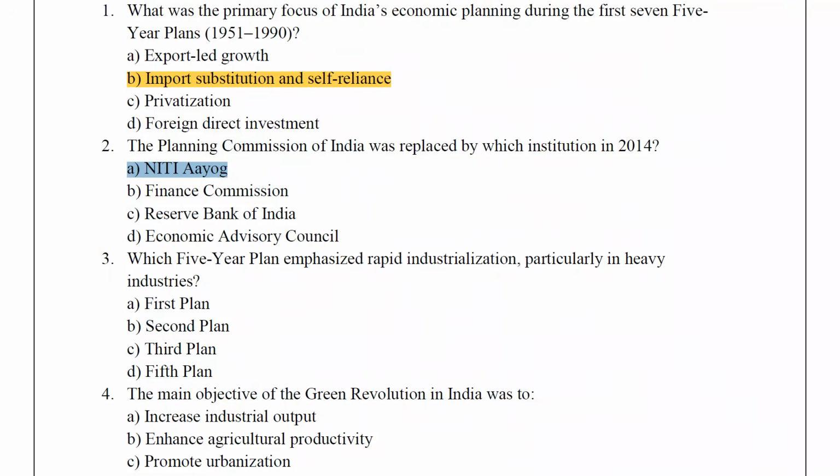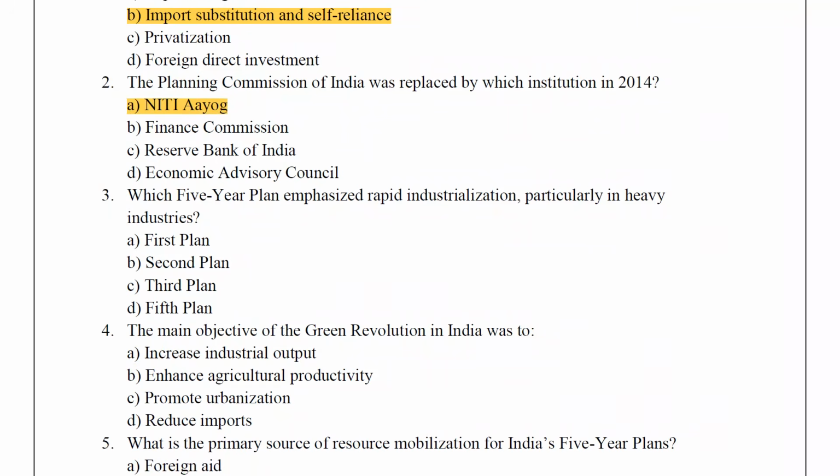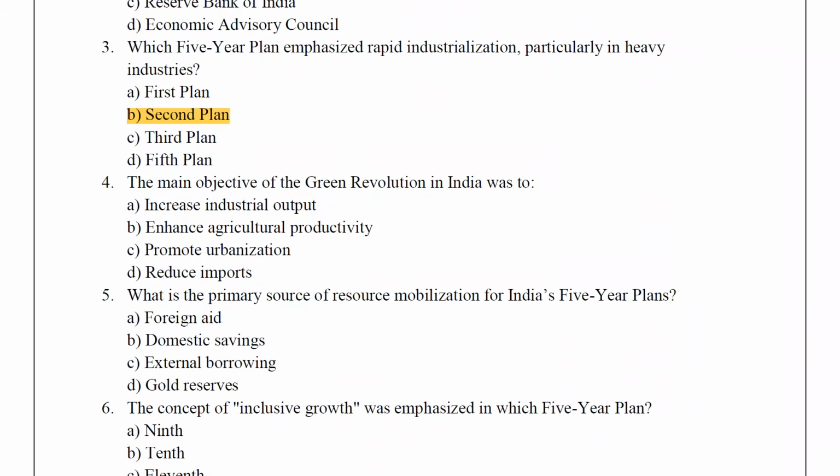NITI Aayog. Which 5-year plan emphasized rapid industrialization, particularly in heavy industries? Second 5-year plan. The main objective of the Green Revolution in India was to enhance agricultural productivity.